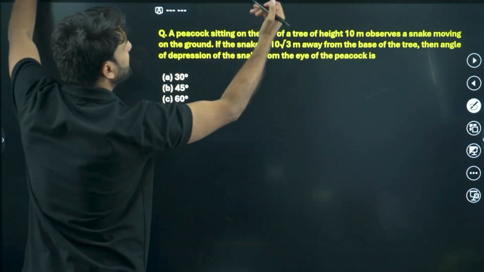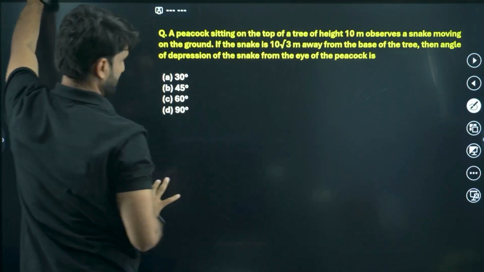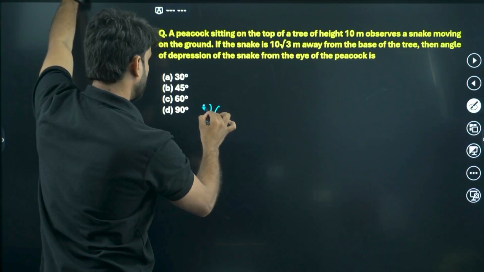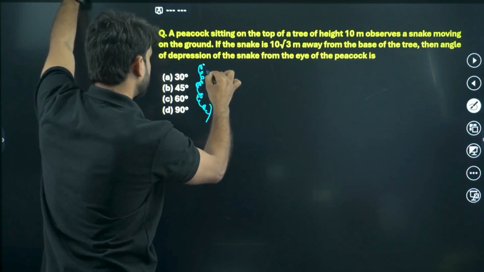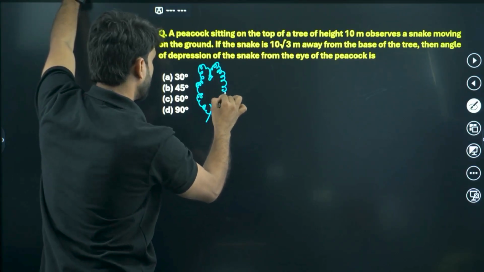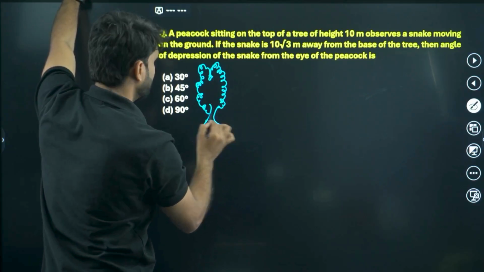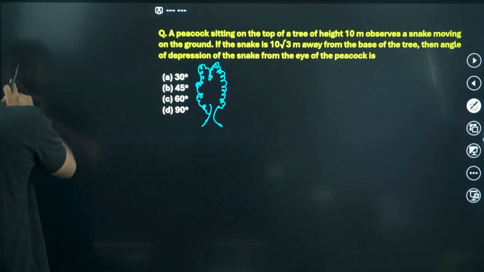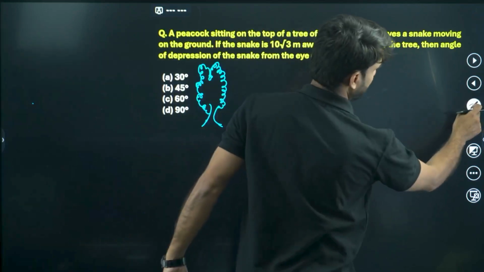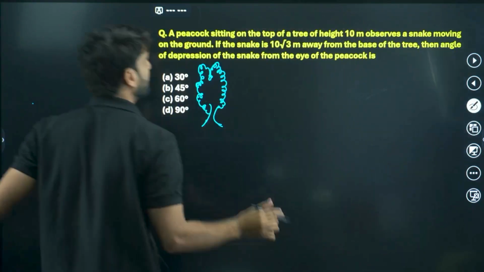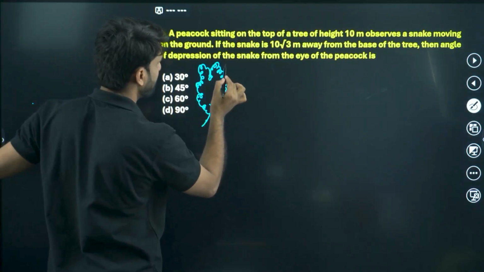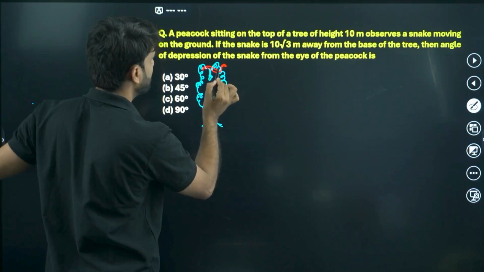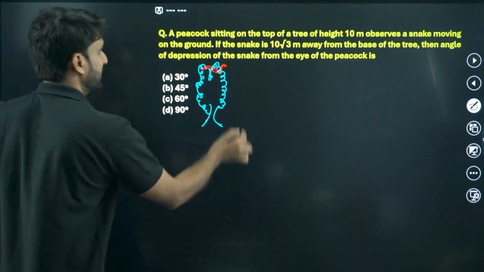A peacock sitting on the top of a tree, right? So let's say I am drawing the situation. A tree is here. Oh, my drawing is too good. A tree is here, and there is a snake. Let me use red color here. So here is a snake. Draw the diagram neat and clean. Cleanliness matters in the application of trigonometry, my dear kids.